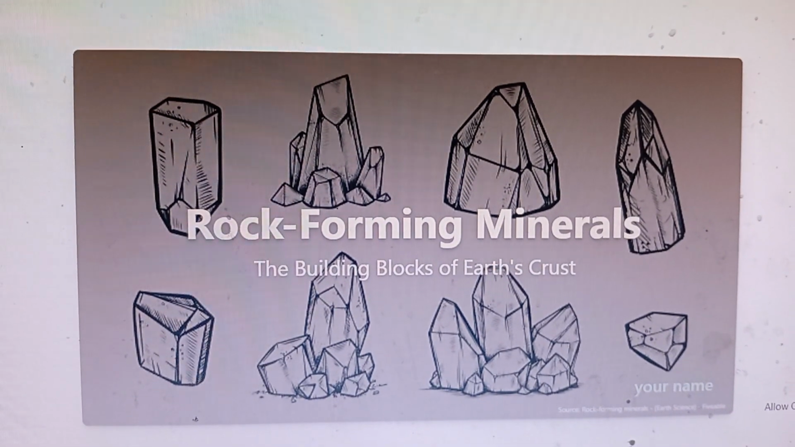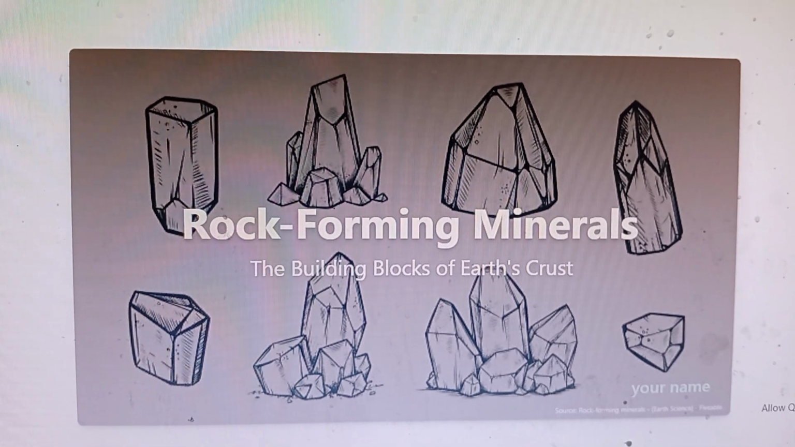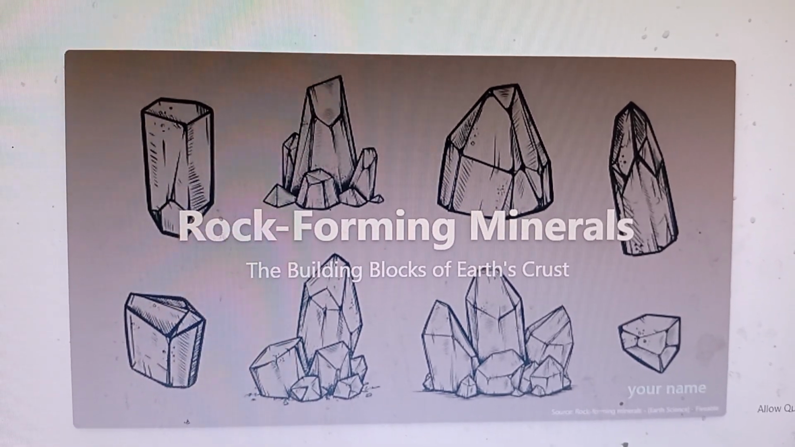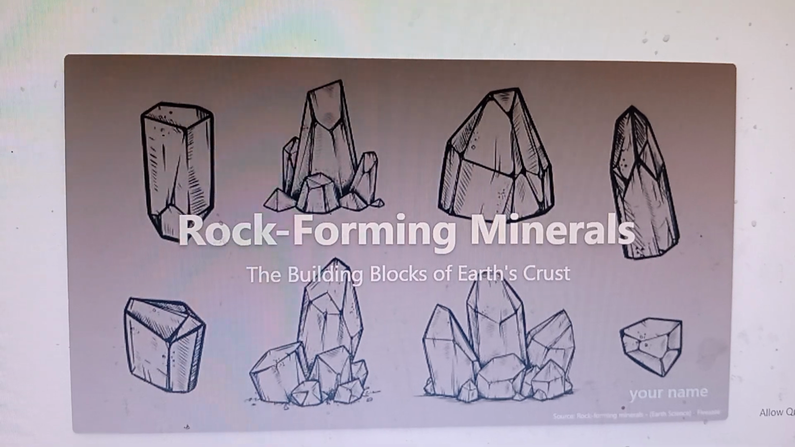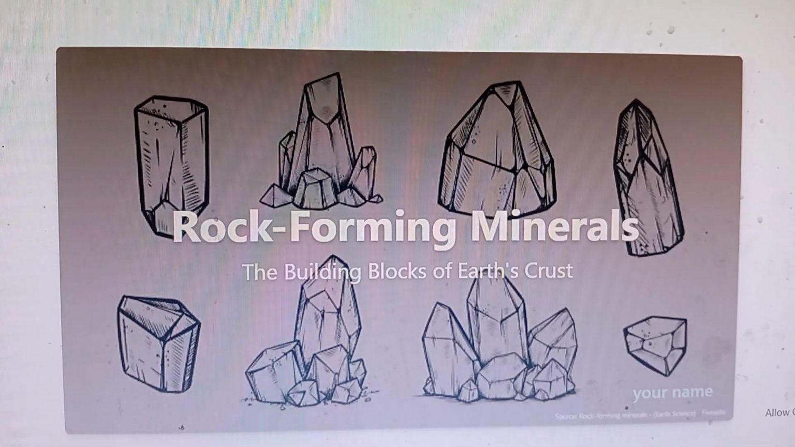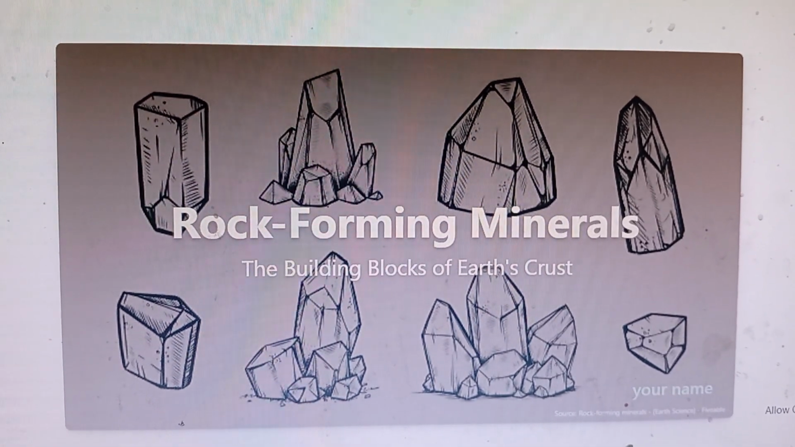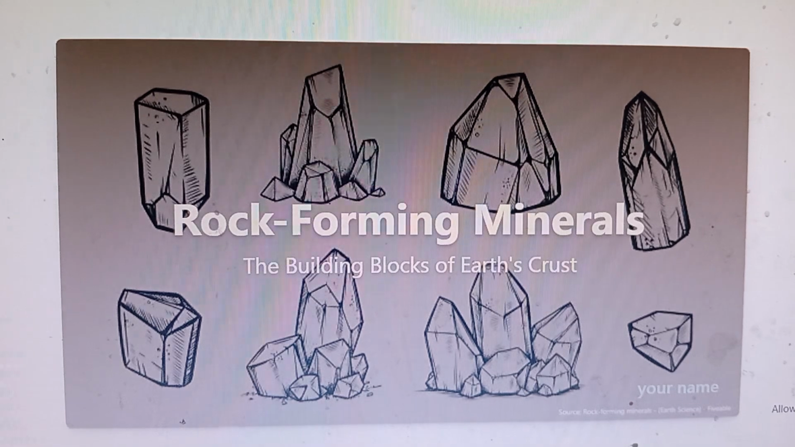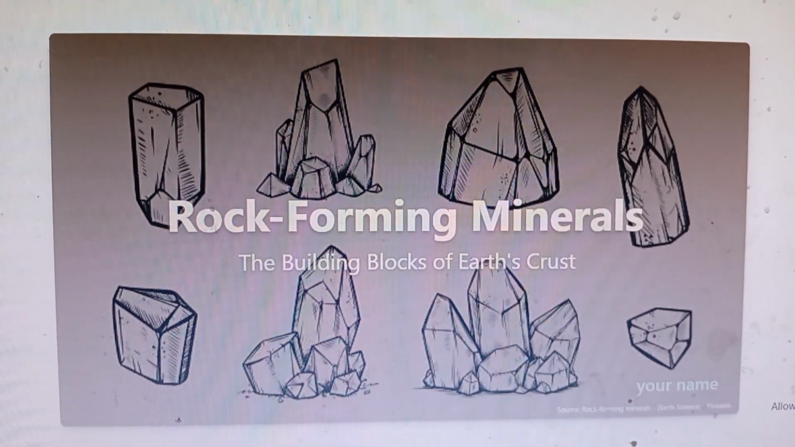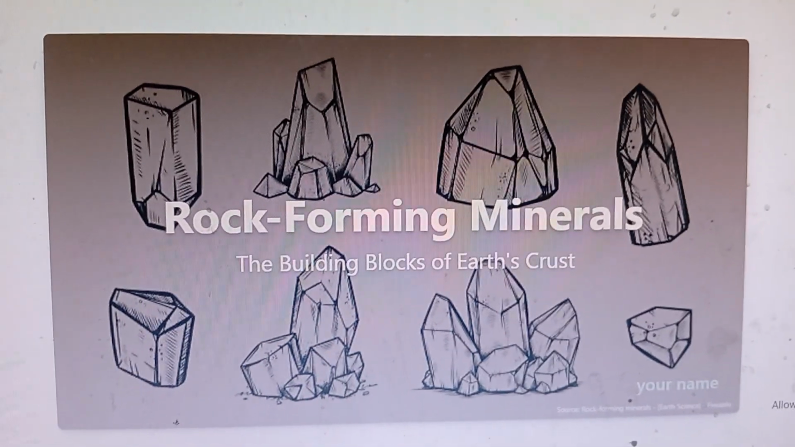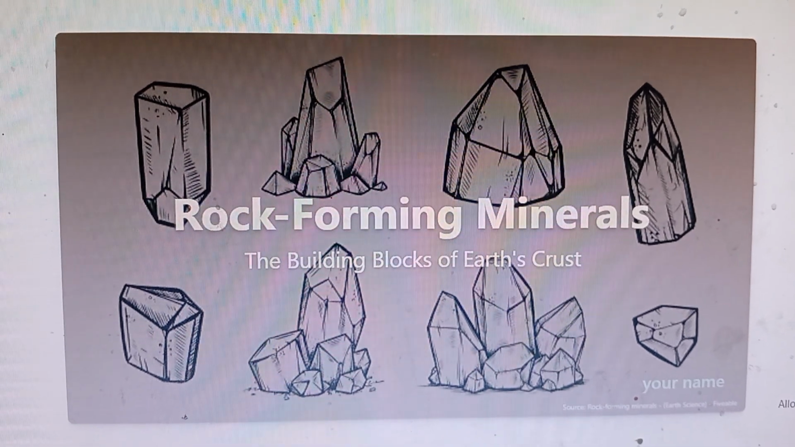Rock-forming minerals constitute the fundamental components that make up Earth's crust, serving as the essential building blocks of our planet's solid foundation. These minerals form through various geological processes, including crystallization from molten magma, precipitation from mineral-rich solutions, and transformation under intense pressure and temperature conditions.